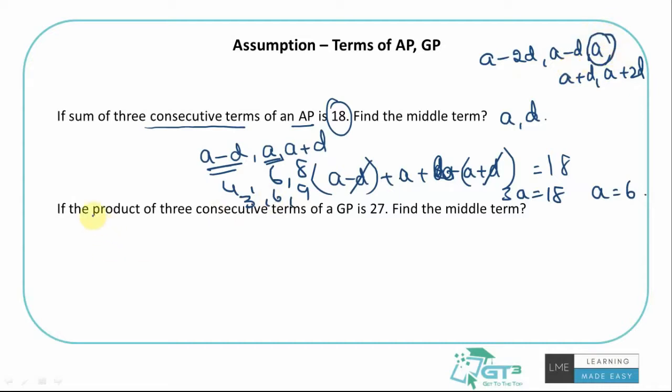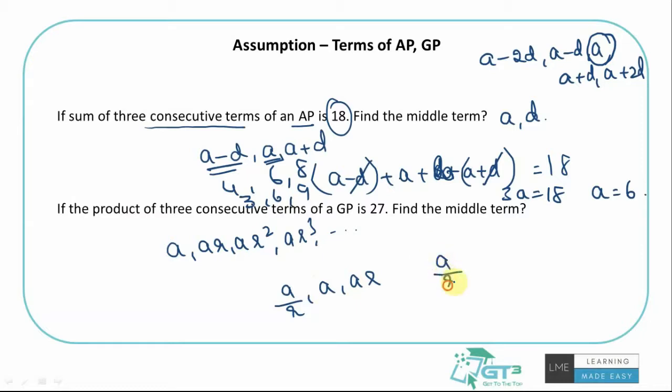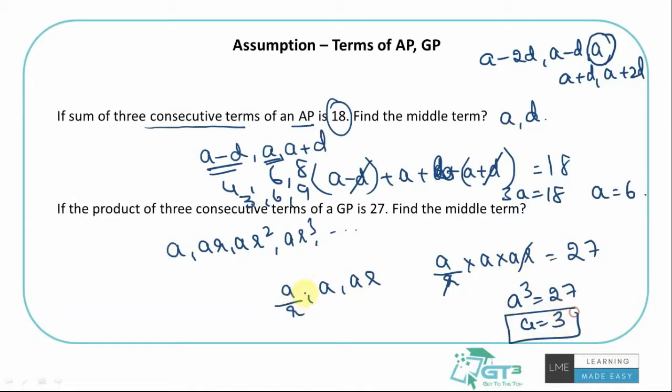Similarly, the product of 3 consecutive terms of a GP. If I say GP terms, I can assume them to be a, ar, ar square and so on, ar cube, etc. Other way, if it's 3 consecutive terms, I'll start off with a by r, a and ar. Why? If I multiply them, I'll get a by r into a into ar. r and r will get cancelled out. That's given as 27. a cube is equal to 27. a will come to be 3. So that's the middle term. The previous term is 3 by r and the next term is 3r. I need to know the r value to give the answer, but that is still easier to solve.